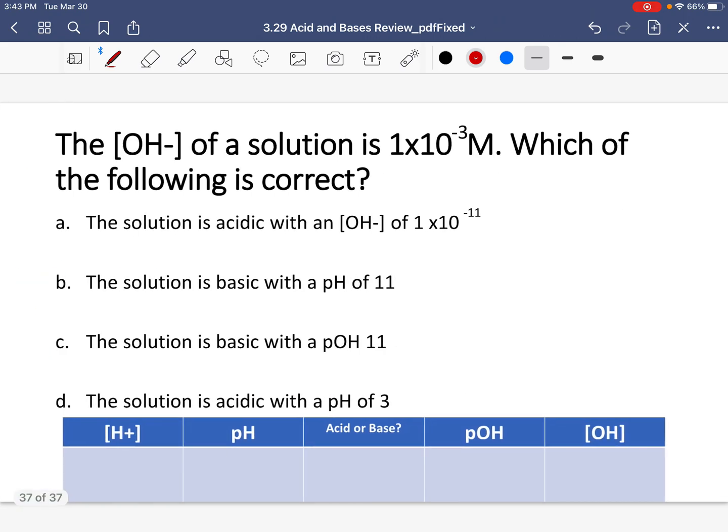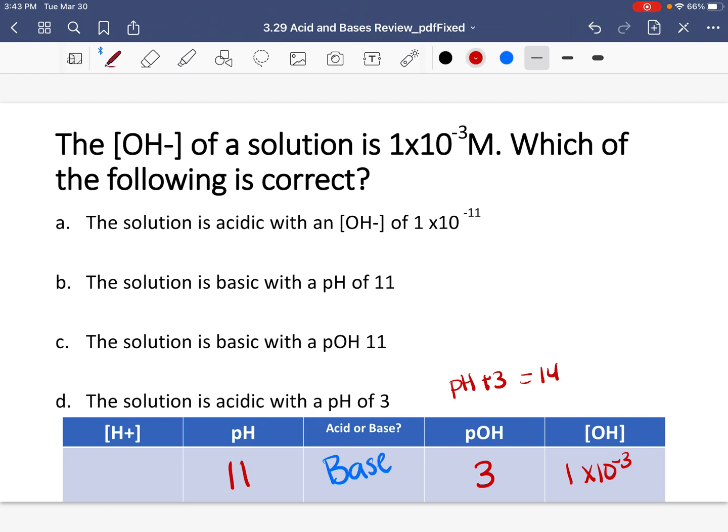And our last example, they're starting us off from the very opposite end. Our OH is 1 times 10 to the negative 3. That exponent is my pOH. So I know my pOH is 3. And from there I can work. So pH plus 3 equals 14. I know my pH is going to be 11. I know that pH is a base.